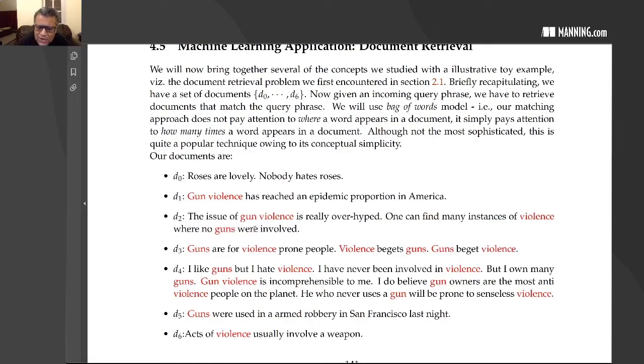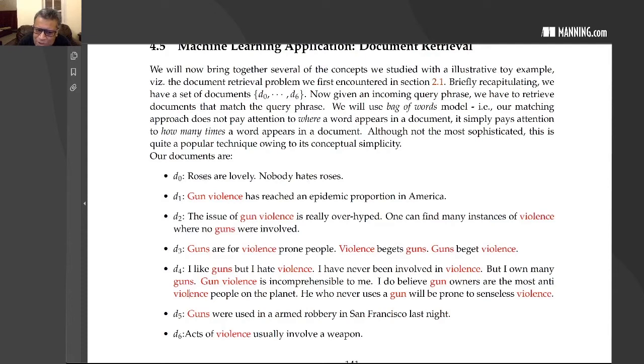So what we do is we go into the document and check, let's say, how many times aardvark appears in this document? 0. So we will enter a 0 next to aardvark. How many times zymos appears in this document? 0.